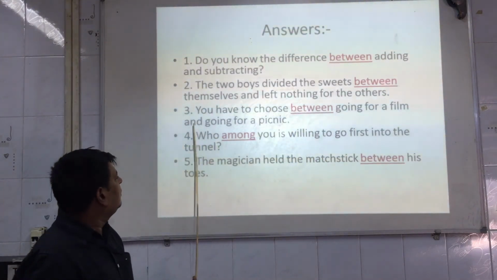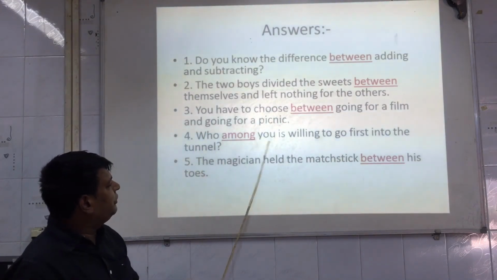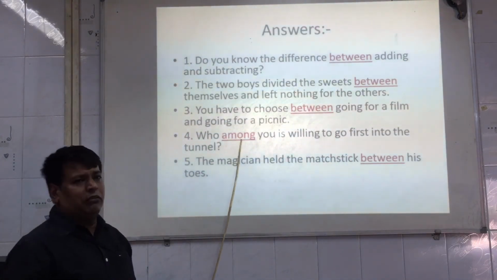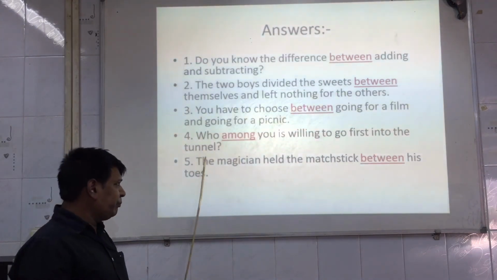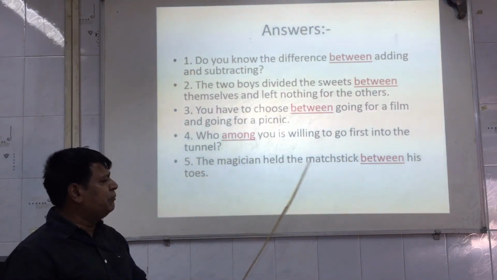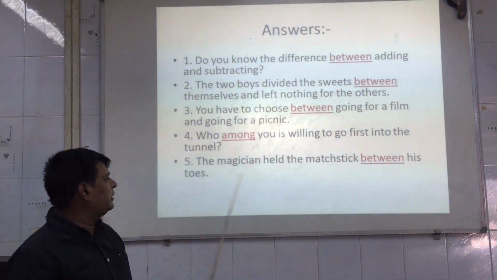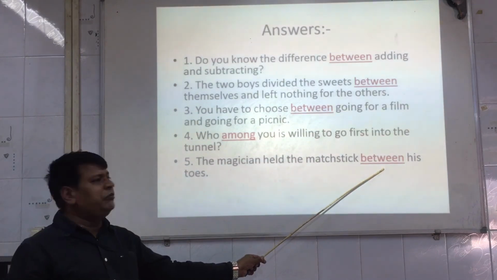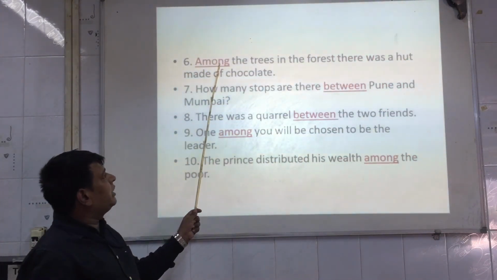Fourth one. Now just see here, who among you is willing to go first into the tunnel? Now you are talking about the whole team here, so we used the preposition among. Fifth one, the magician held the matchsticks between his toes. Now toes, we have two pairs of toes, so that's why we used between. Understood students?